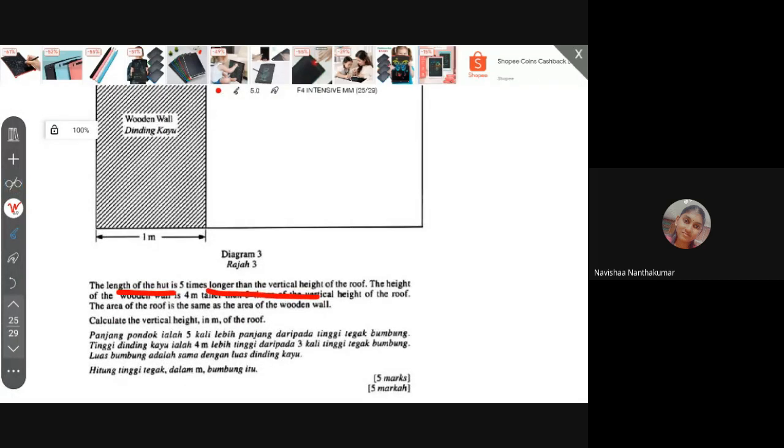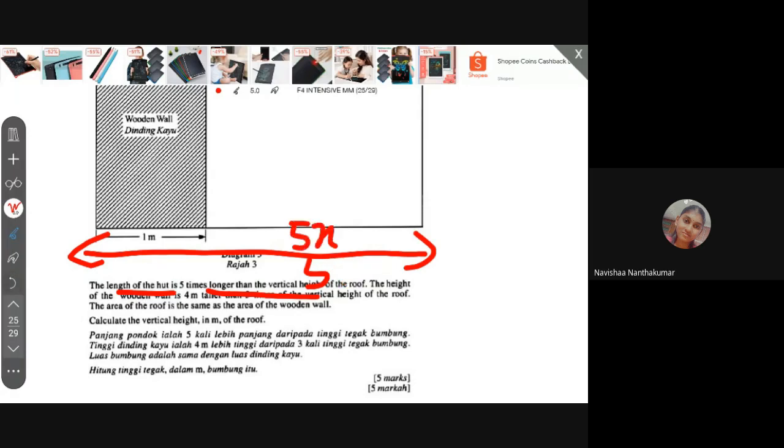So now they say the length is 5 times. Okay, guys. So what is the expression of the length? Apa ungkapan panjang sekarang? Yes, very good. 5x, 5 kali. Let me write on top here. 5x. Okay, and then they say the height is 4.